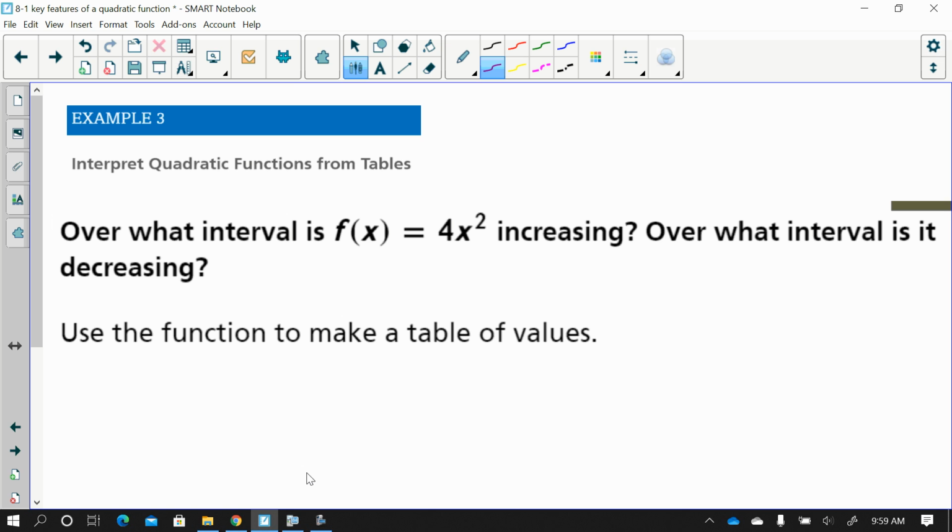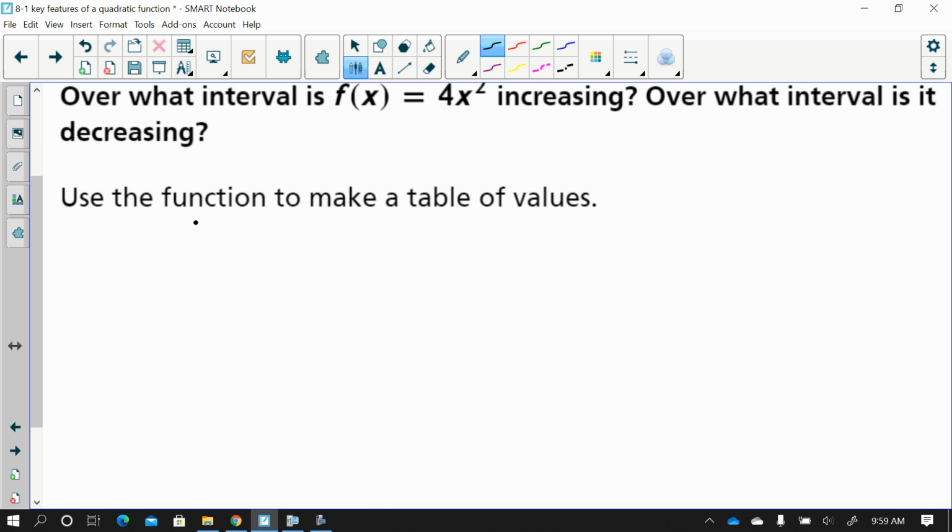Right, so now we need to decide over what interval f of x equals 4x squared is increasing and when it is decreasing. I think this is the easiest to see when you're graphing it. They say make a table of the values and then go ahead and graph. So let's go ahead and do that. We're going to use the values from -2 to +2, just because it's centered around 0 and it usually allows you to see the entire parabola.